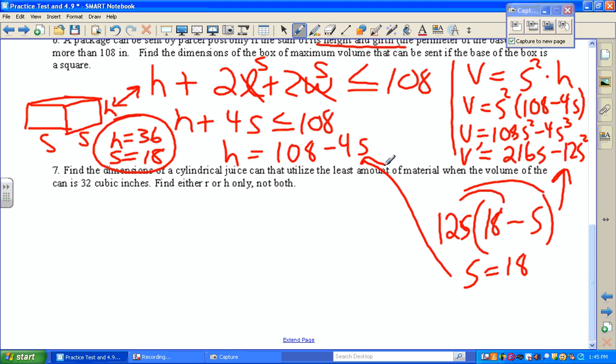There you go. Fantastic. That was fun. You can try that one again. That's the answer. Yeah, the dimensions, 36 tall and 18 by 18 on the base. Inches. All right.